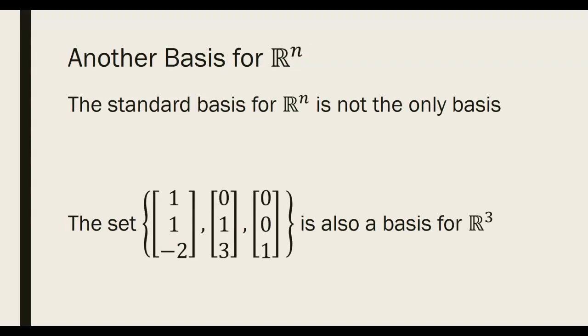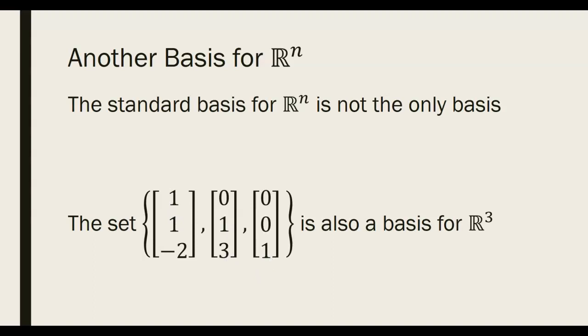Now it turns out that the standard basis isn't the only basis. I alluded to the standard basis being a really nice one, but you could show that this set of three vectors is also a basis. All we would have to show is that these vectors span R3 and that they're linearly independent.